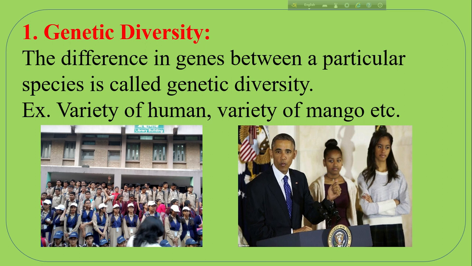What is the species of human? Homo sapiens. All are Homo sapiens, but they are not exactly the same in their characters, in their outer looking, in their activities. Why? Because the genetic makeup, genetic arrangement is a little bit different. That's why the characteristics are different. Variety of mango: you know, different types of mangoes are there, like Gopal Bhog, Himsagor, Lengra, etc. These are genetic diversity.